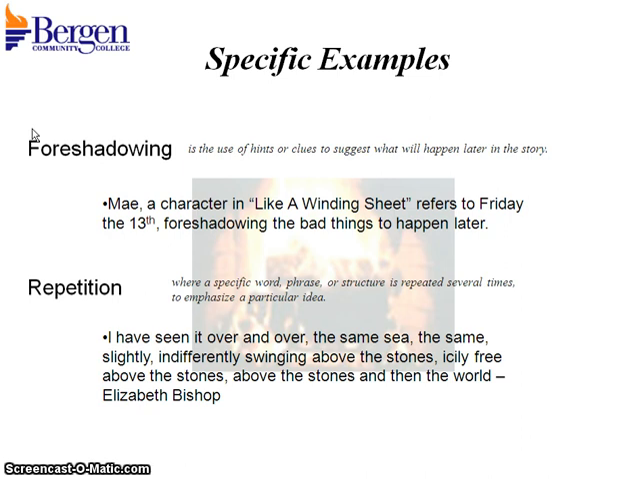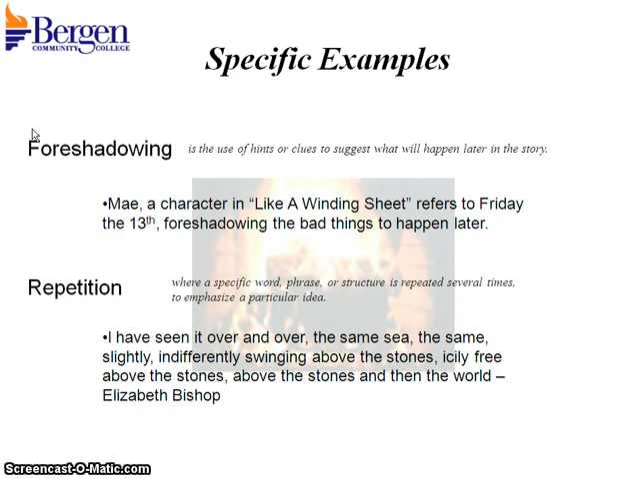So if we're reading the story "The Winding Sheet," the character makes a reference to Friday the 13th. I submit to you this: anytime a character makes a reference to Friday the 13th, or a black cat crossing their path, or walking under a ladder, etc., something bad might be happening to that character, right? So that is foreshadowing. You can see that something is going to happen because it's a clue. The author is giving a hint.